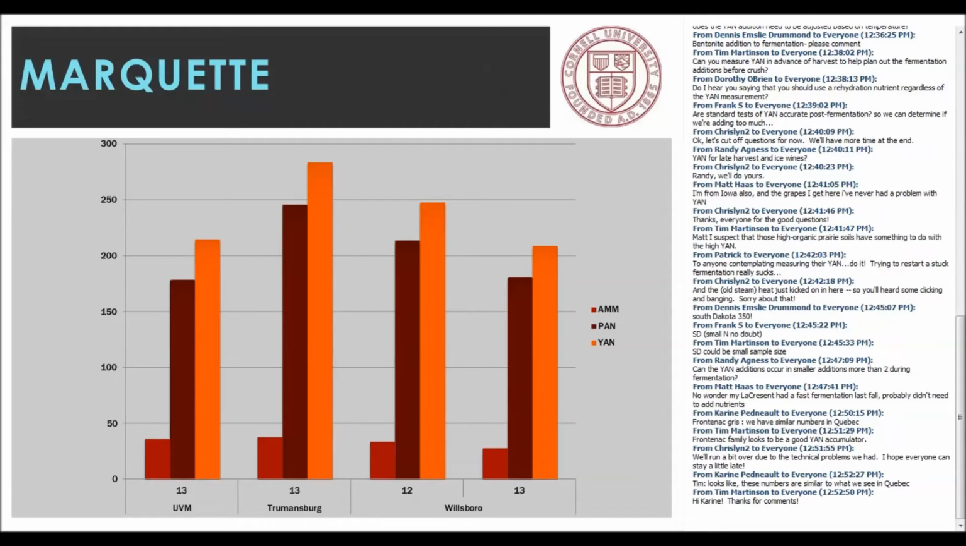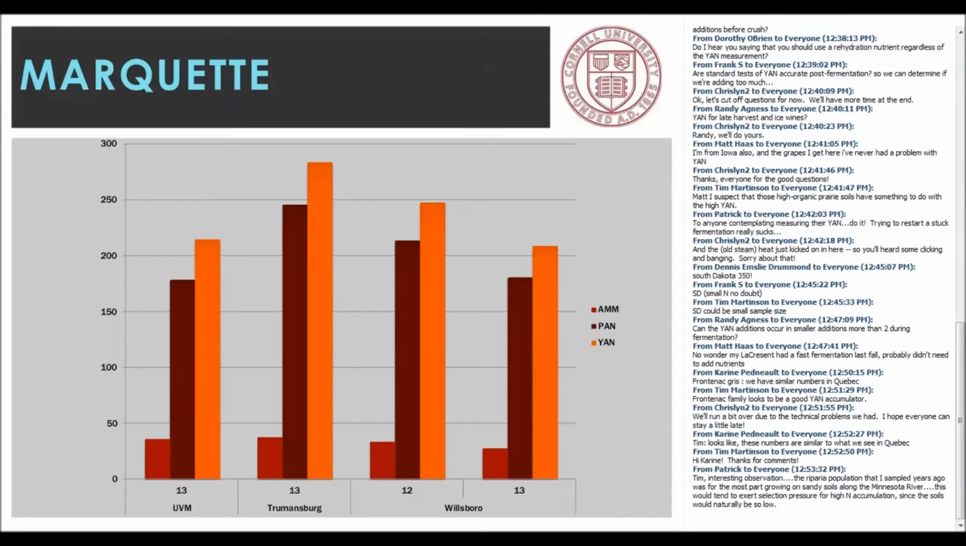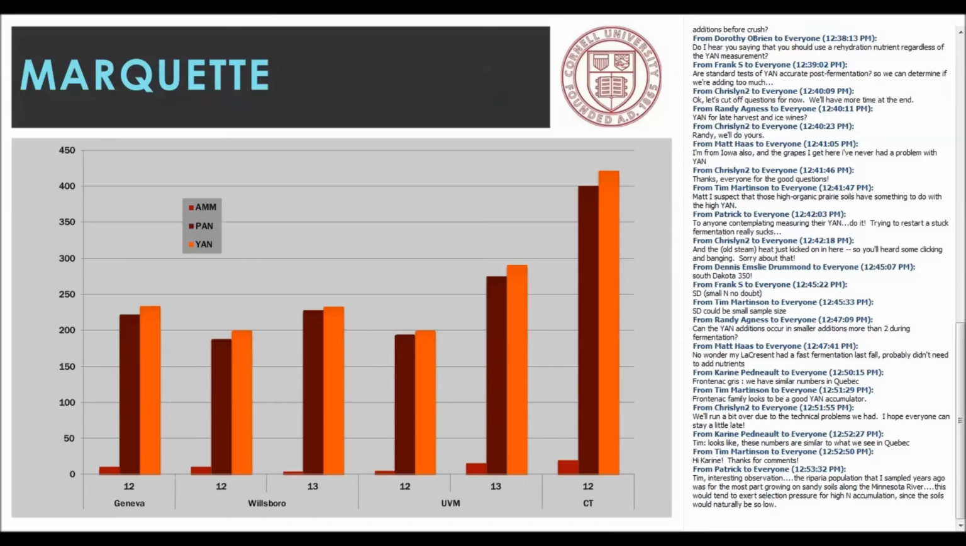I hope, if nothing else, you're starting to understand that you might need to measure your YAN because we're seeing such variability. And again, in New York, we just have a few samples from Vermont, Trumansburg, and Willsboro, so a more southerly Trumansburg site and the more northerly Willsboro site. Not huge. We're ranging from about just over 200 to about 300, so none of these need additions. So it's not as dramatic in the Marquette as it has been in the other cultivars, but we also don't have as many sites to test because there isn't as much of it out there.